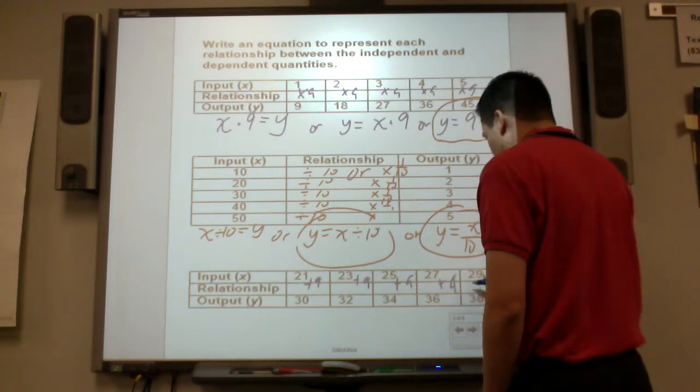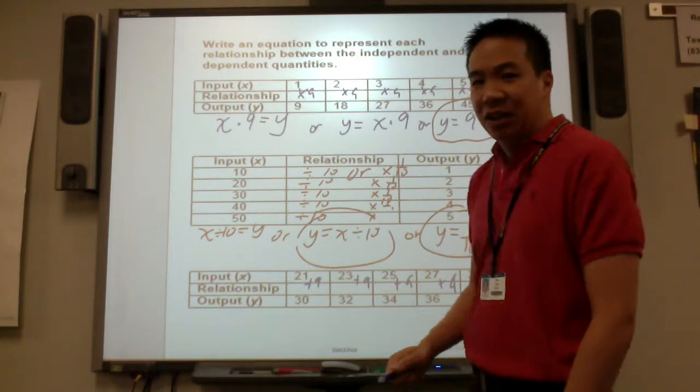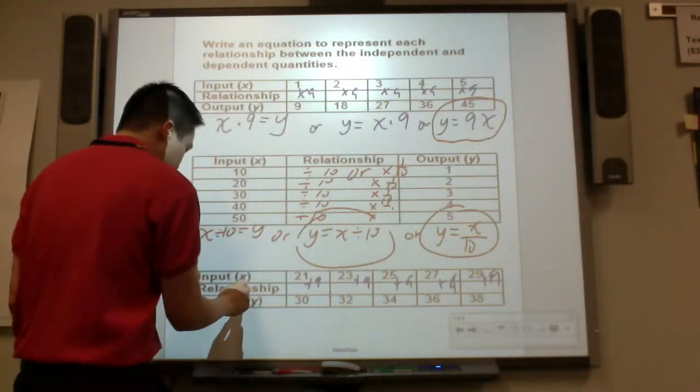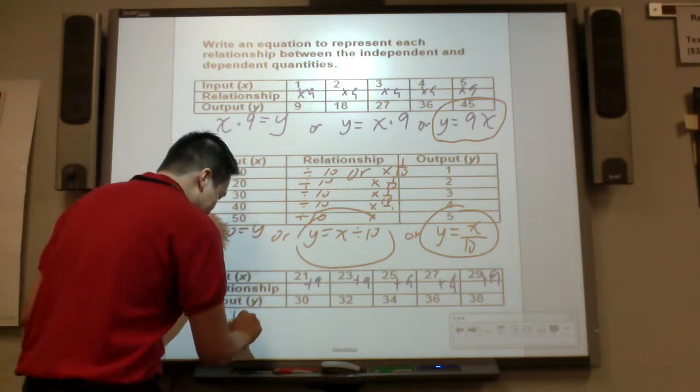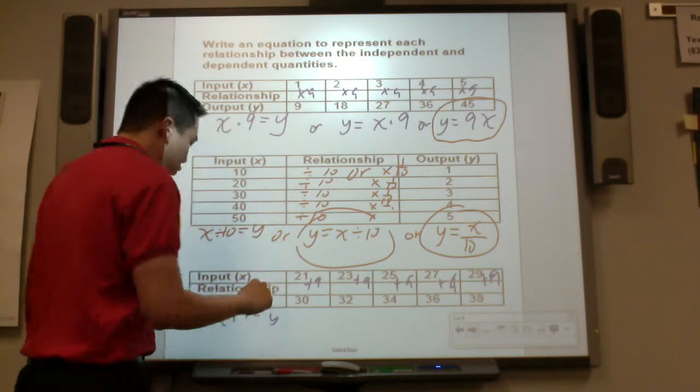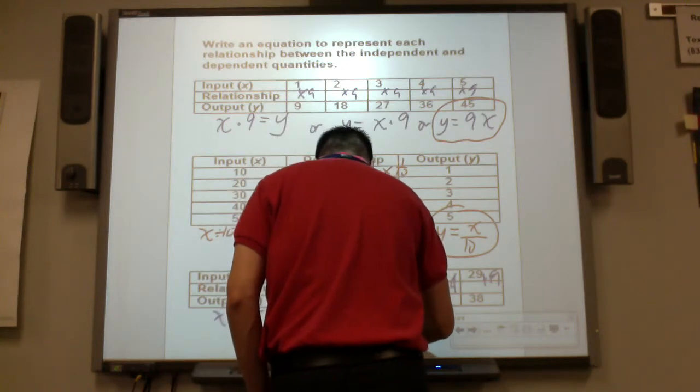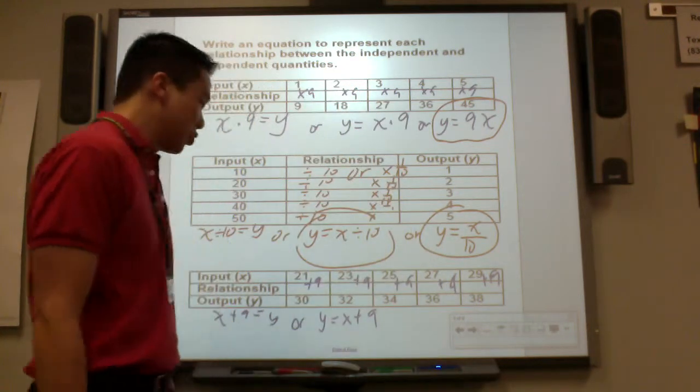So the relationship is an additive relationship. We're adding 9. So input is x, you're adding 9 to it, and then you get the output of y. Flip it around, or y is equal to x plus 9. And that is our answer.